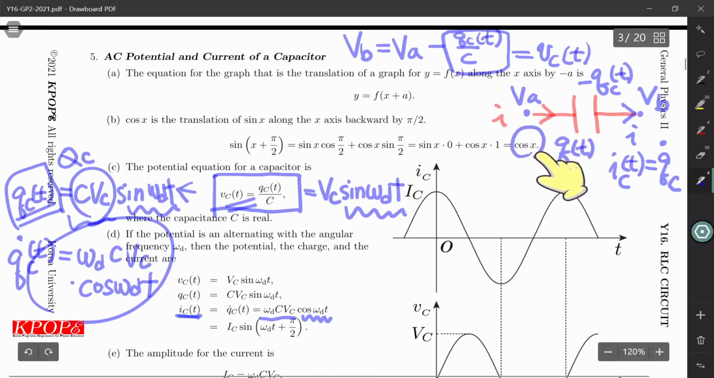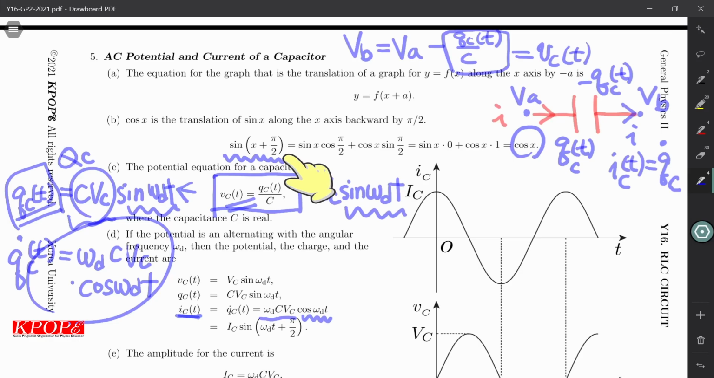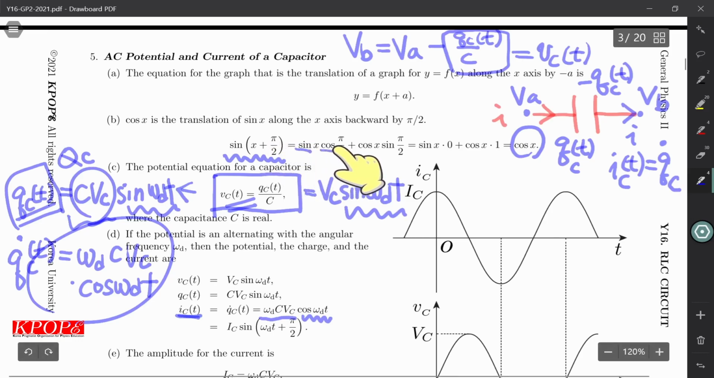And cosine x can be expressed in terms of sine of x plus 1/2 pi. The sine addition formula is sine x cosine half of pi plus cosine x sine half of pi. Cosine 1/2 pi is 0 and sine half of pi equals 1. Therefore, it is cosine x. So this cosine omega D t can be expressed as sine of omega D t plus 1/2 pi.